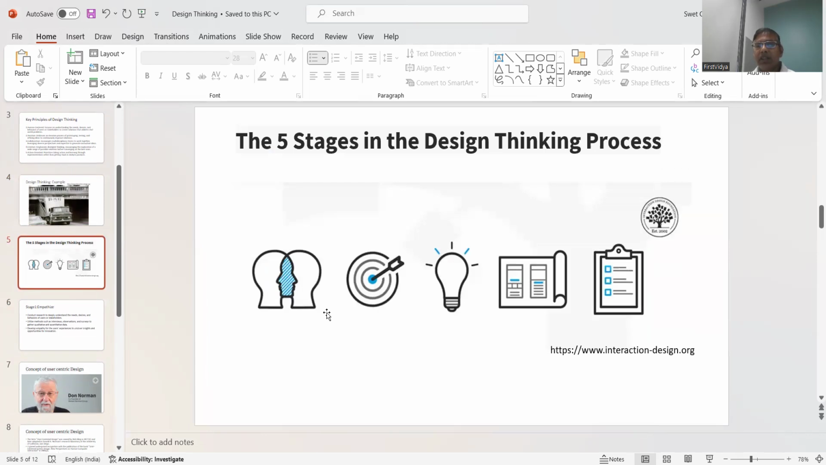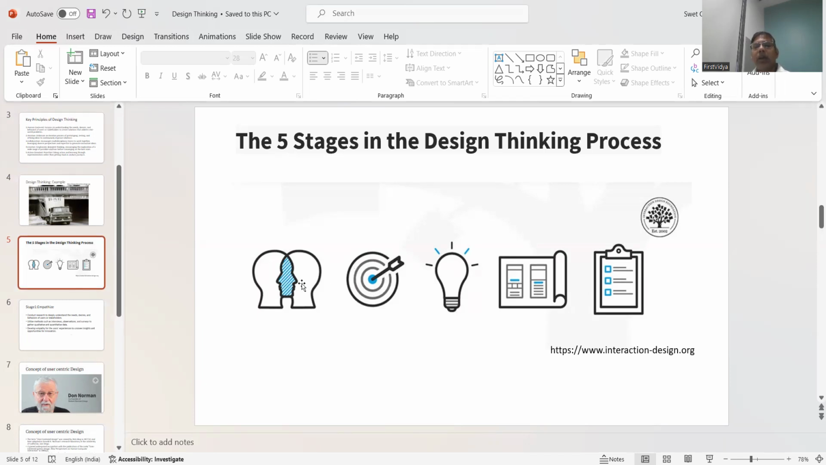So five stages, next topic is five stages in design thinking process. So we will see what are the five steps. But again, these are not linear steps. First one is empathy, then we have definition of the problem, then ideate, prototype. All these things are there, but it doesn't have to go in sequence. We can call this non-linear. It can be non-linear also.